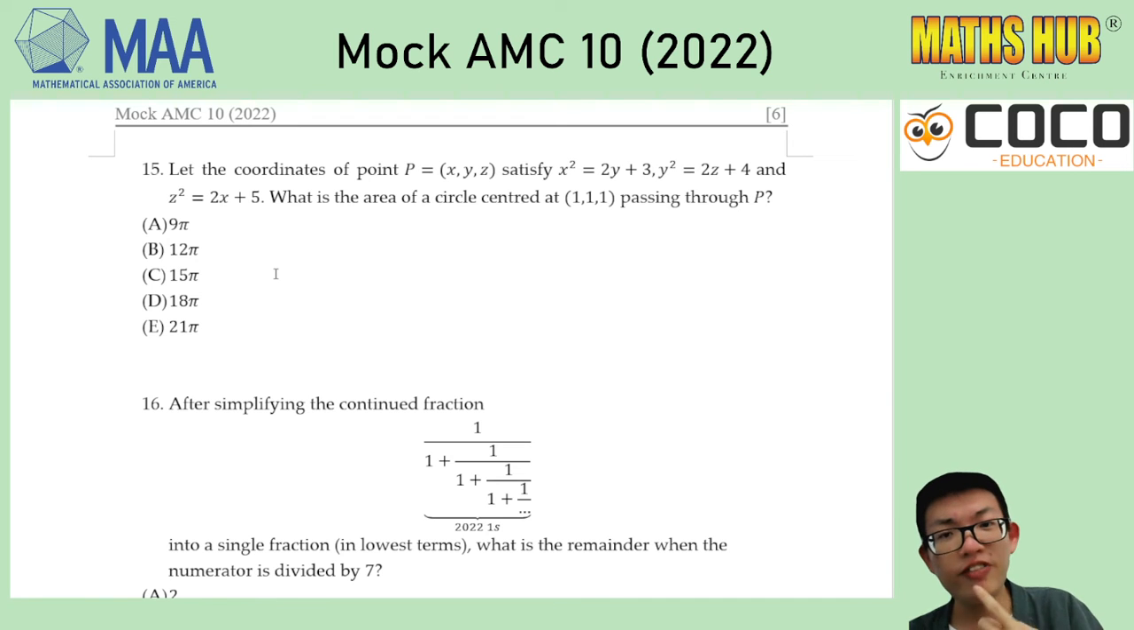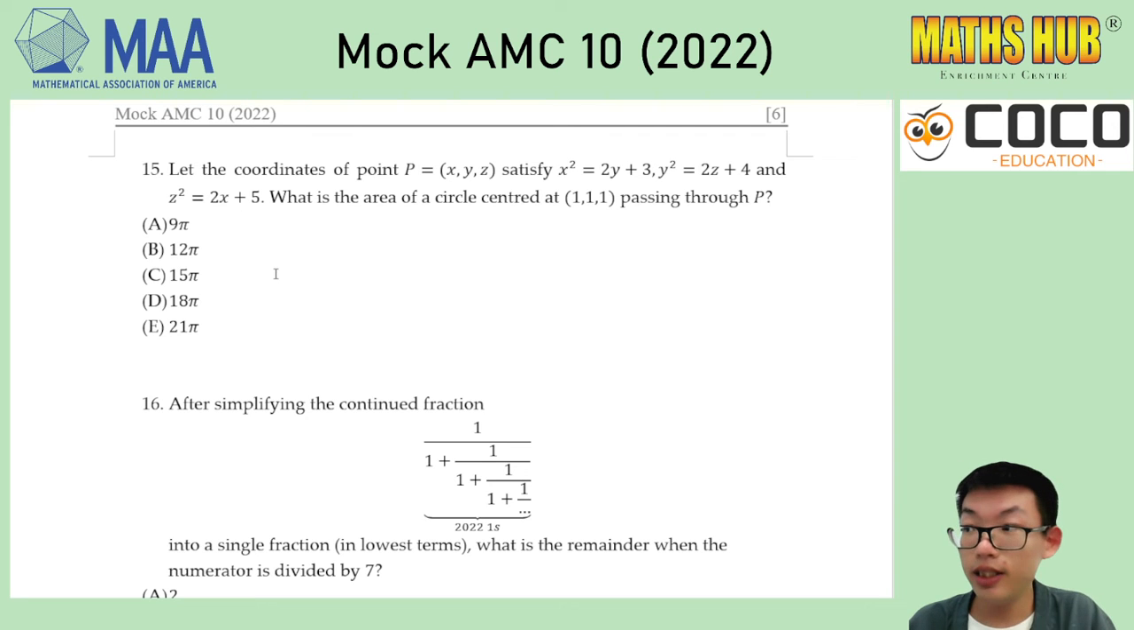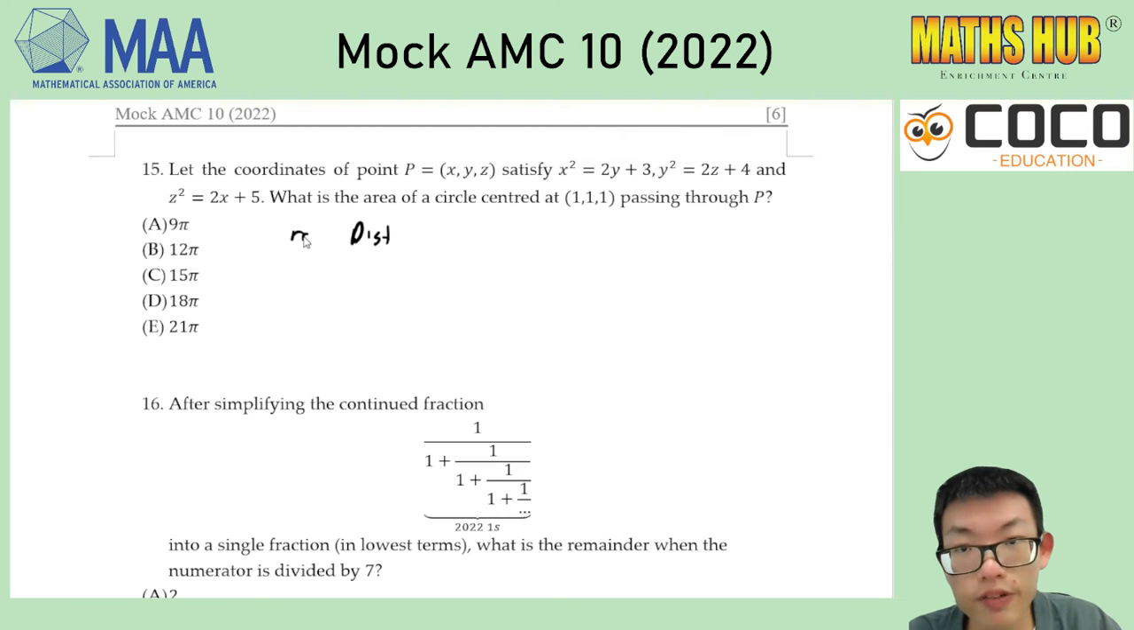Now the question is also fairly peculiar. It asks you for the area of a circle centered at 1, 1, 1. Now we have actually 3D coordinates, and yet we are asked for area of a circle. So in order to be able to answer this question, it means that the radius must somehow be fixed. And the radius must be fixed means that the distance is fixed. And the distance, I know the distance formula. So the radius is equal to the distance between P and 1, 1, 1.